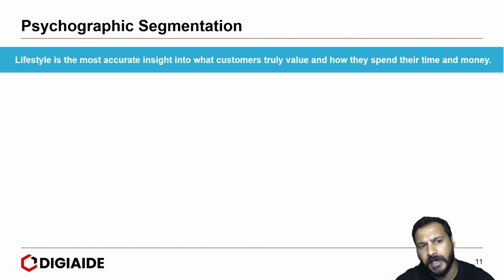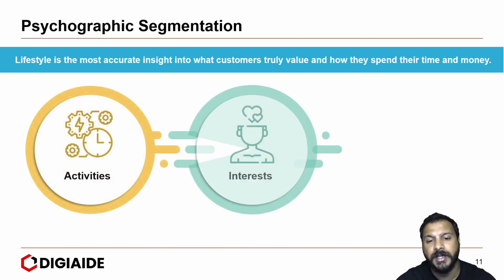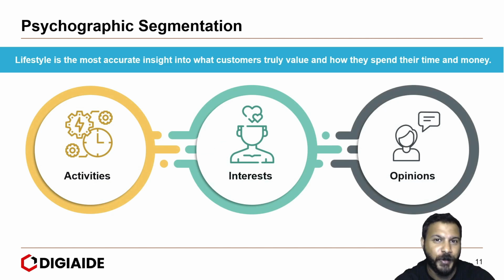Next is the lifestyle, which is the most accurate insight into what customers truly value and how they spend their time and money, which entails the sub-elements of their activities, their interests, and their opinions.